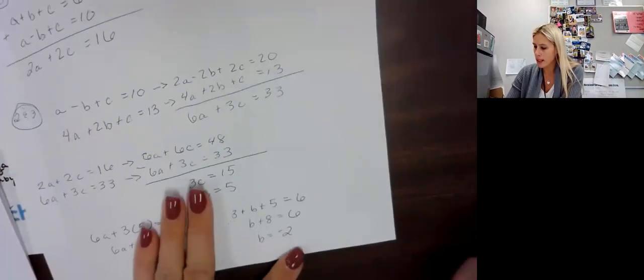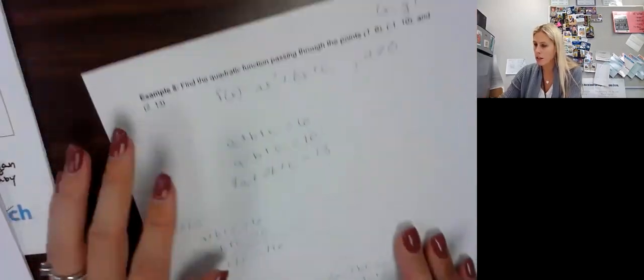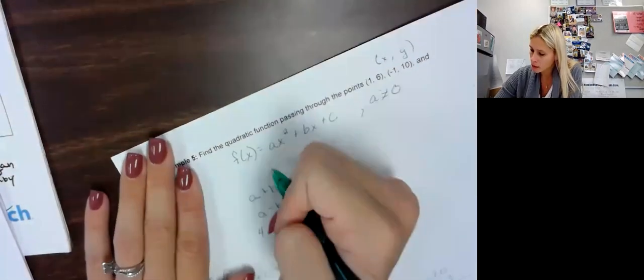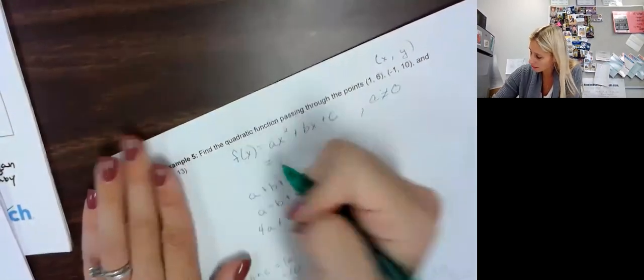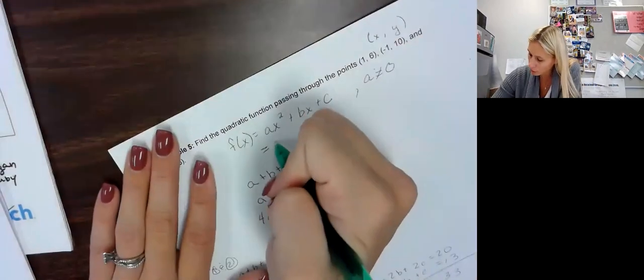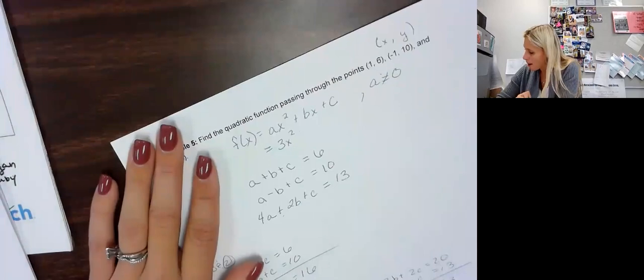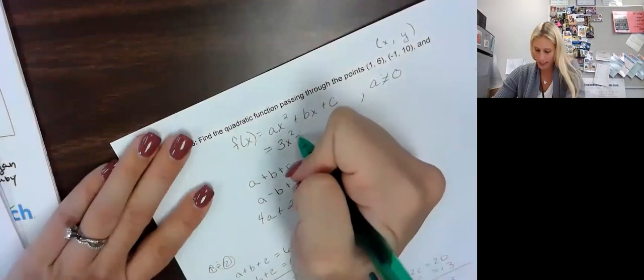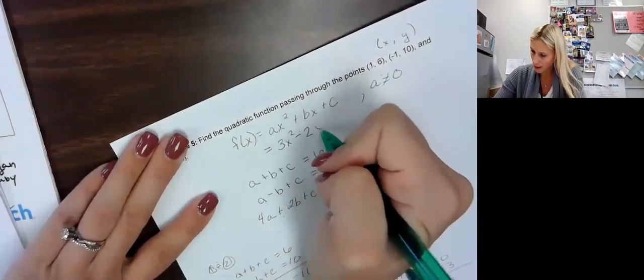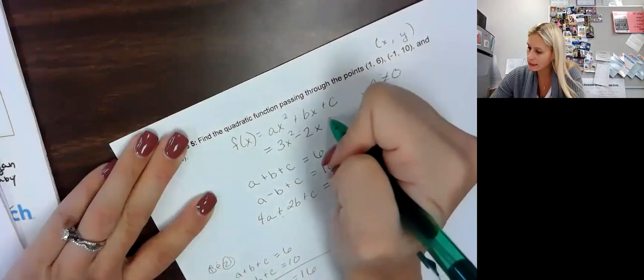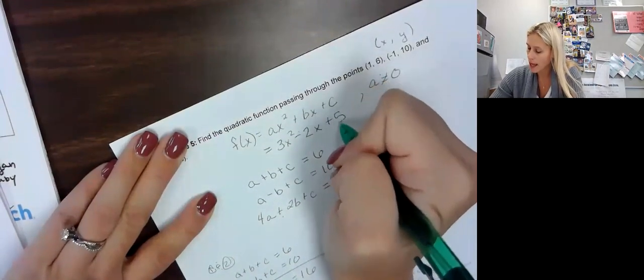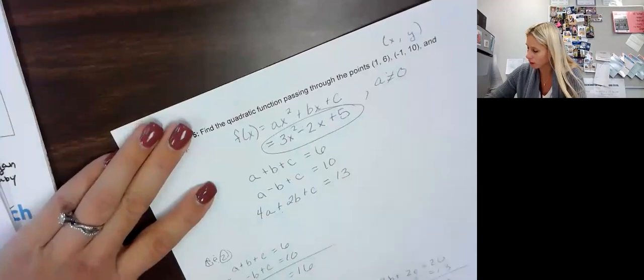Now, what does that mean? Well, that means we have our A, our B, and our C. So our function is, our A was the value of 3, so 3x squared. B is -2x, and then C is 5. And there is our quadratic function.